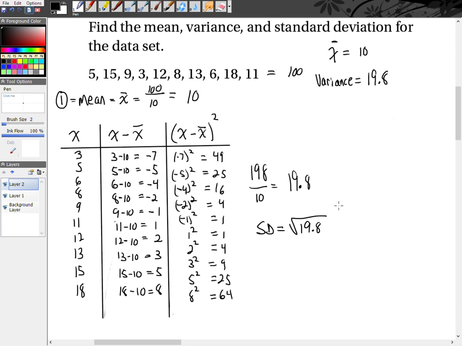which is 4.449719. And let's go ahead and round that to the nearest hundredth. So the 9 tells the 4 to go up 1 and become a 5. So we're going to say that the standard deviation is approximately 4.45.